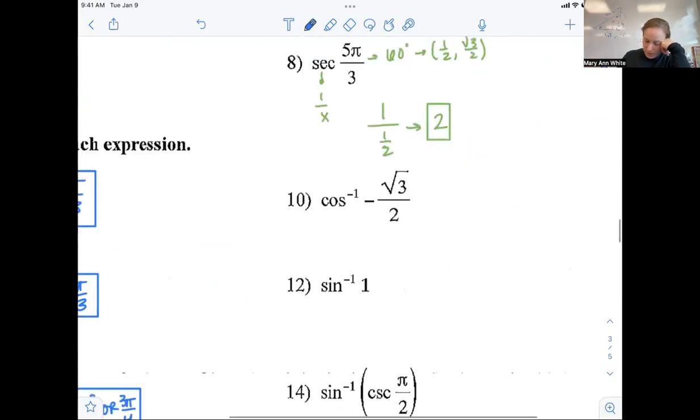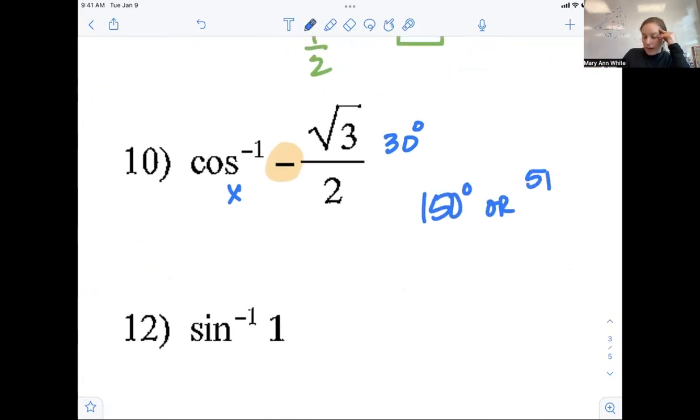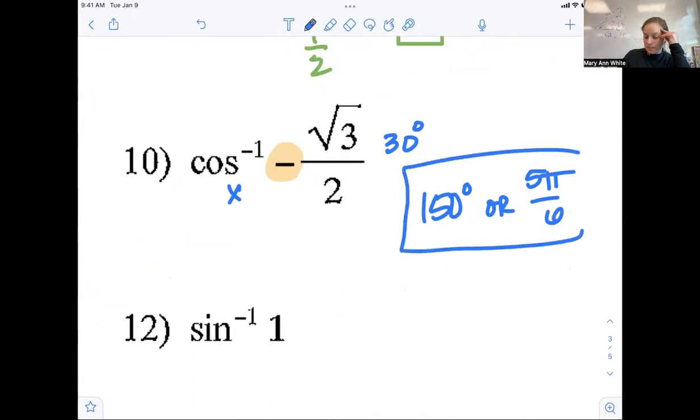We'll do the other column. Oh, there's only 2 over here that are like it. Inverse cosine of root 3 over 2. So that means my x value is root 3 over 2. That is going to be a 30-degree angle, but I want it negative, so it's in the second quadrant. So 180 minus 30 is going to be 150, or 5 pi over 6.